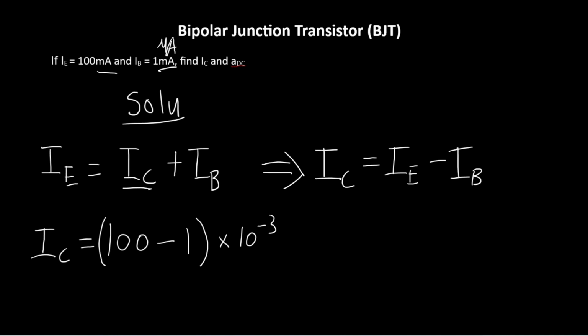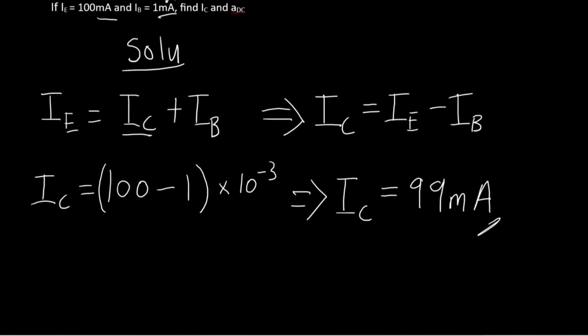The reason why we are joining them together now is because they have the same SI units. So from here we have that IC is equal to 99 milliampere. This is for IC. Now let's do it for our alpha DC.